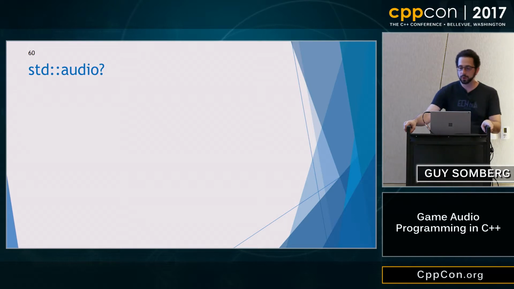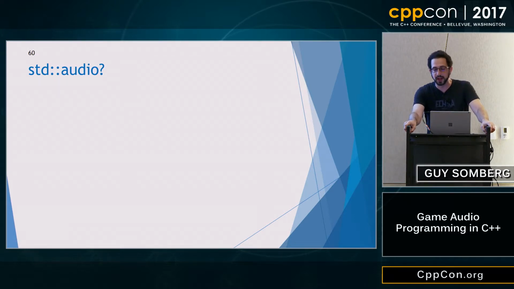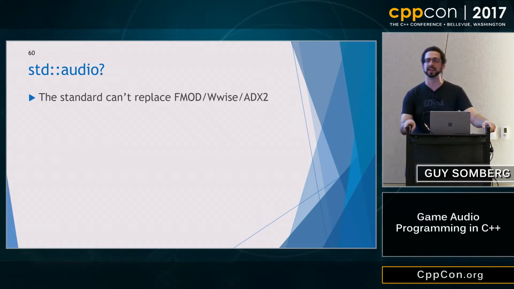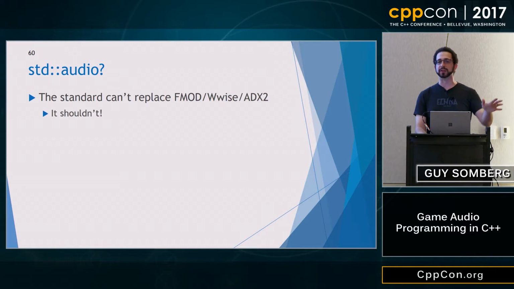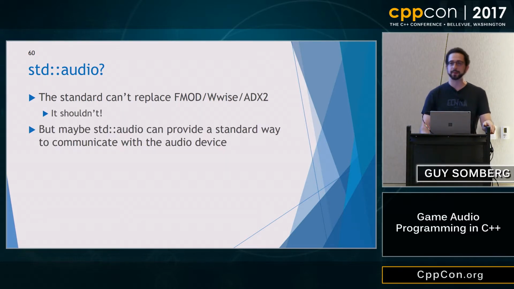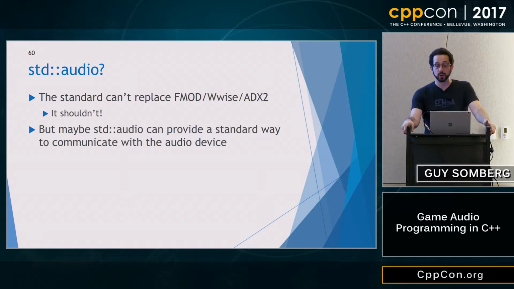Now, what we just saw is mostly game engine code, and abstracting the operating system API is done by the middleware, which in this case was FMOD Studio low-level API. Wouldn't it be nice if we could do this using just standard facilities? The thing is, though, the standard can't really replace FMOD, Wwise, and ADX2, not only because of those fancy tools that I showed you the screenshots of earlier, but because the richness and the functionality of APIs is not necessarily something that we should be striving for, because they're very targeted at games. So the standard shouldn't be in that space. But maybe the standard can provide a way to communicate with the audio device for things that need it.